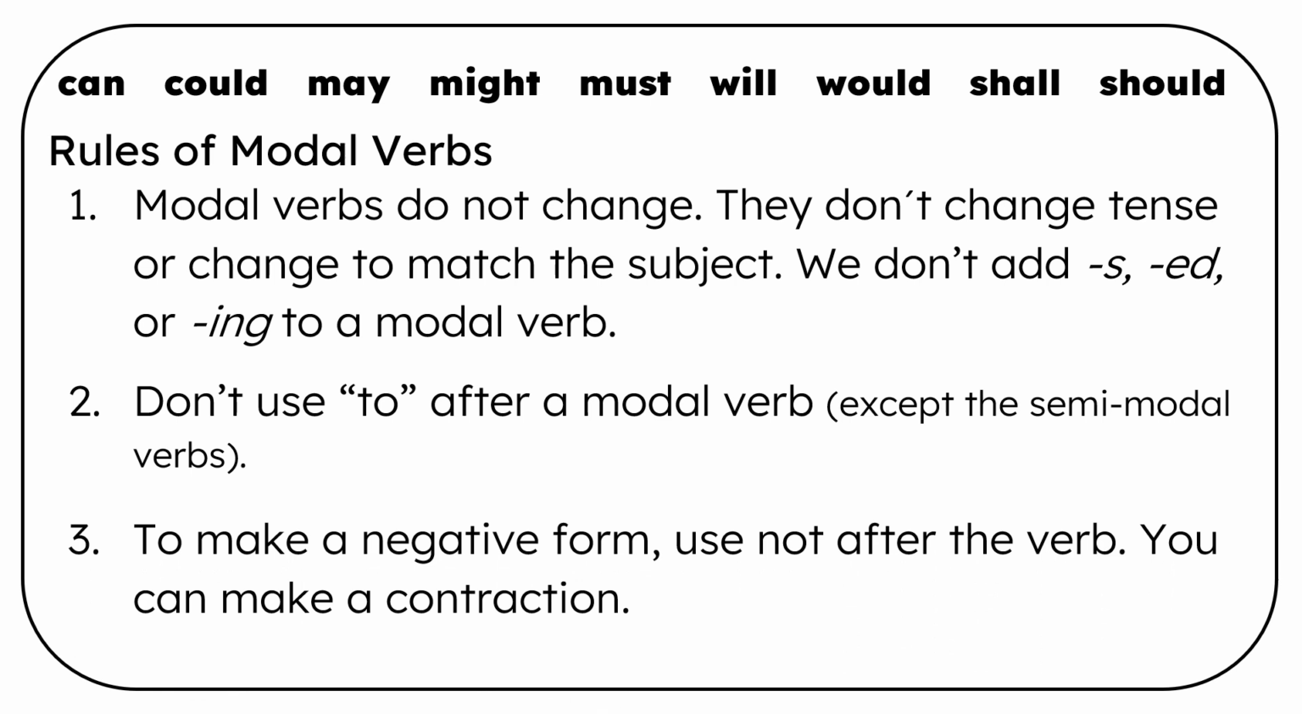Third, to make a negative form, use not after the verb. You can make a contraction. We could say might not or mightn't or must not, mustn't.